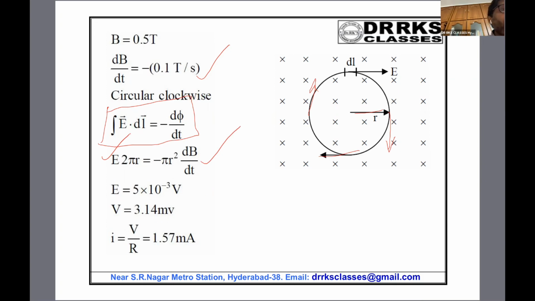So if I substitute the r value and the given value, I will get the electric field as 5 into 10 to the power of minus 3 volts per meter. From the electric field, I can calculate the voltage or EMF. EMF divided by resistance will give the current, because E dot dl represents the potential difference, which is nothing but EMF. Okay.